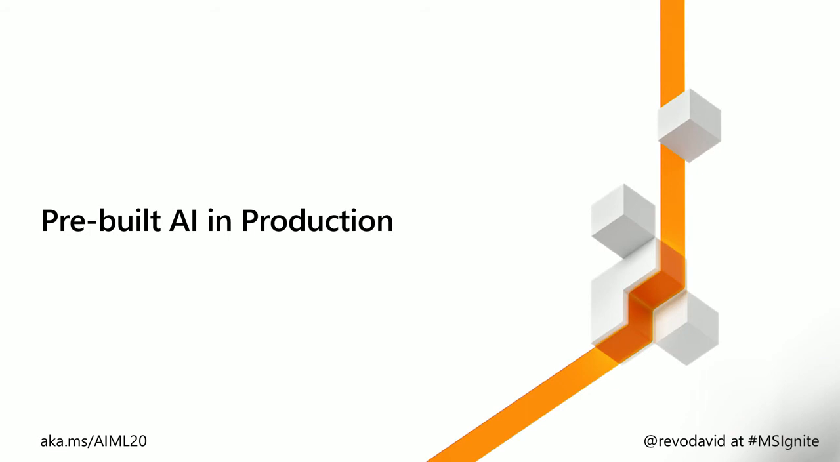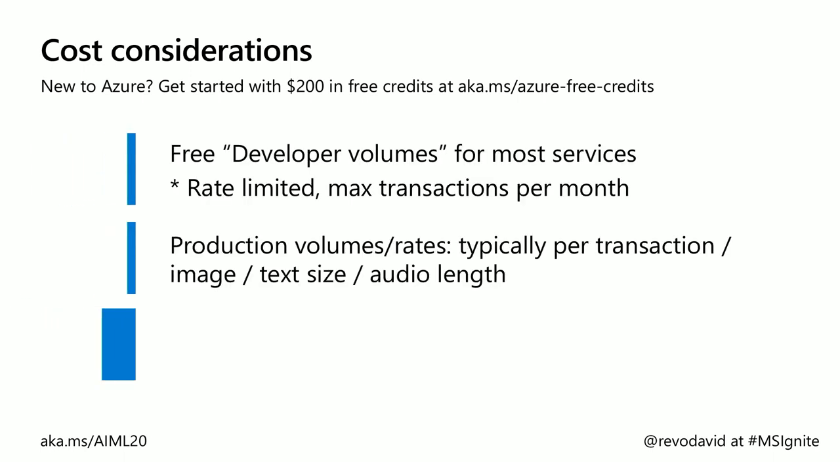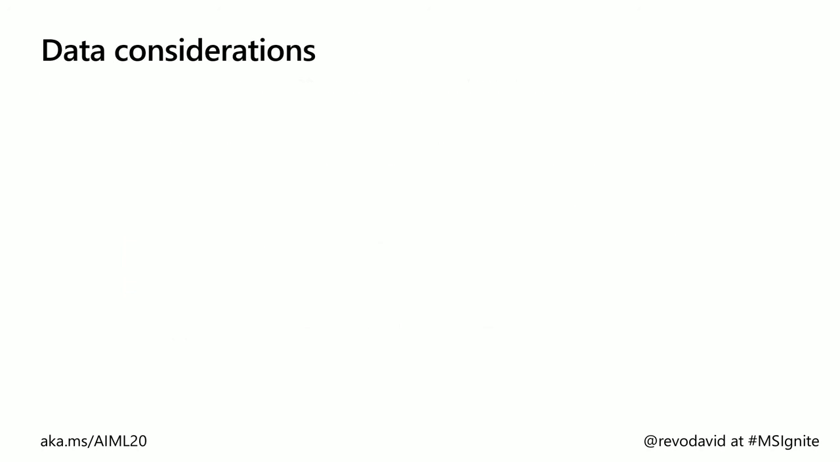Just to wrap up, if you're thinking about putting these AI services into production, there are lots of things you might want to be thinking about. Probably the first thing you want to think about is the cost. The short story here is that if you're just testing this out as a developer, most of the services I've shown you are free. But if you do want to go into production volumes, talking about millions of hits a second or very large documents to analyze, the pricing for that varies by service and region, and have a look at that bottom link on the screen to find out what the specific cost is for your application.